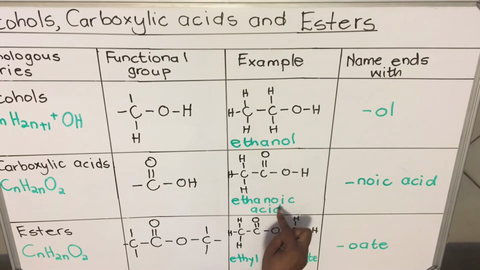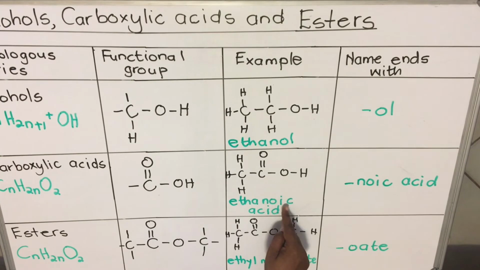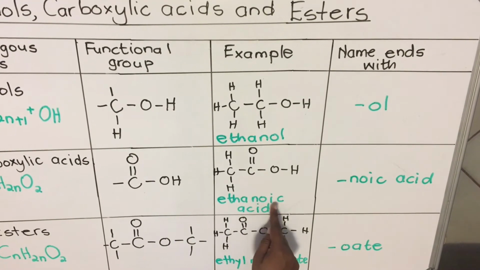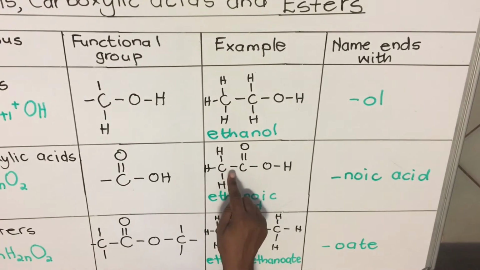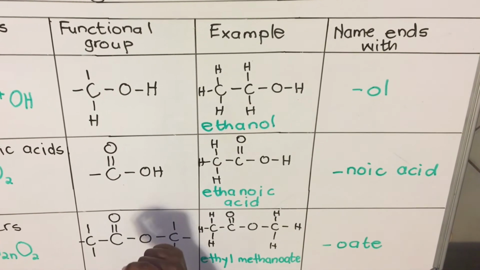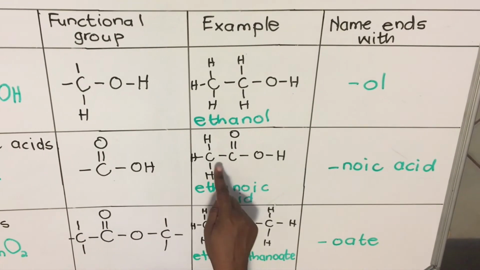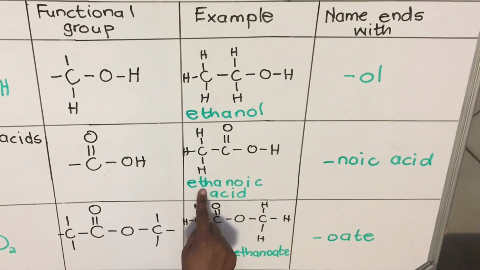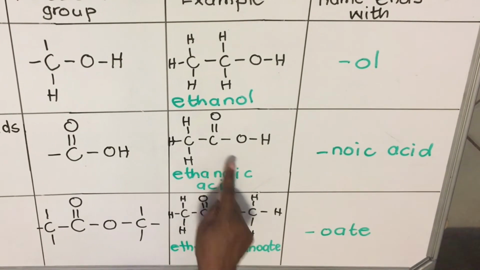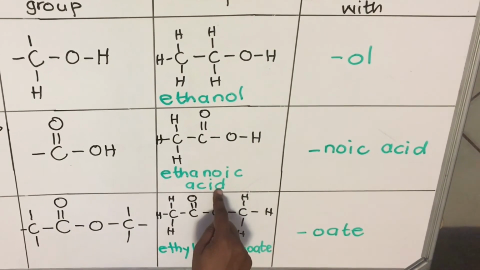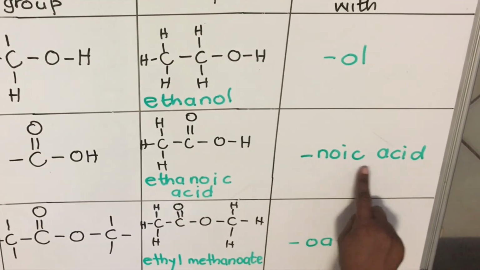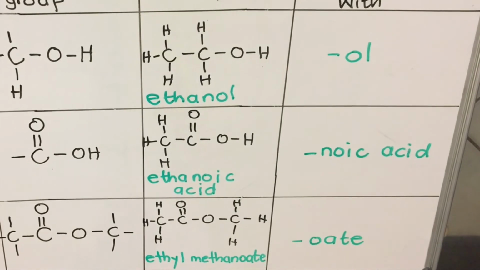It's ethanoic acid. The carboxylic acid will always have the name acid. It's ethanoic because it has 2 carbons. You remember in our first video, I said memorize the number of carbons and the name. Because there are 2 carbons, then it's ethanoic. Because it's a carboxylic acid, the name is ethanoic acid. So the general name will end with noic acid. Then you know it's a carboxylic acid.